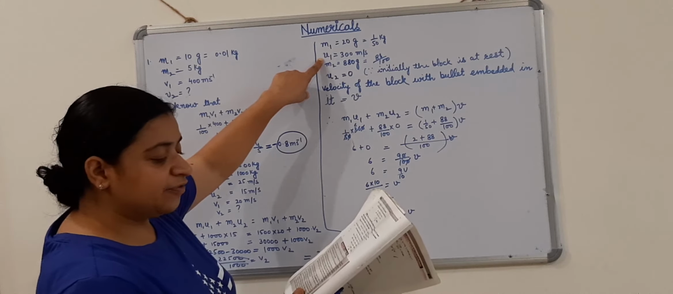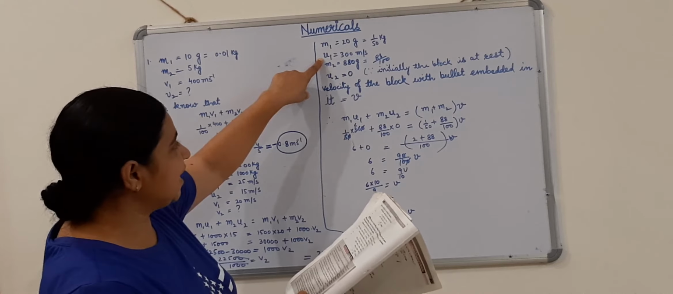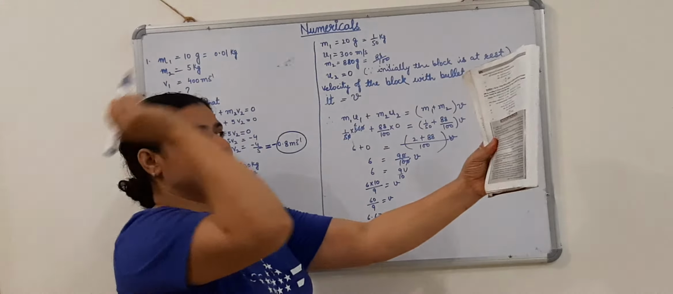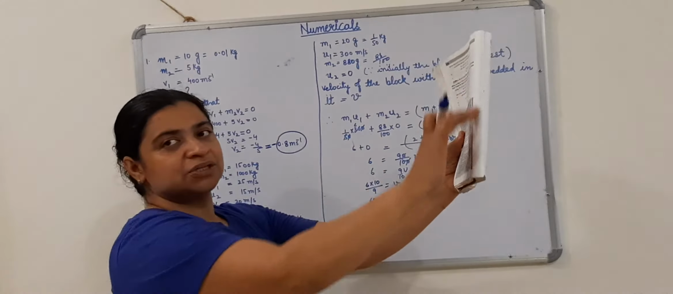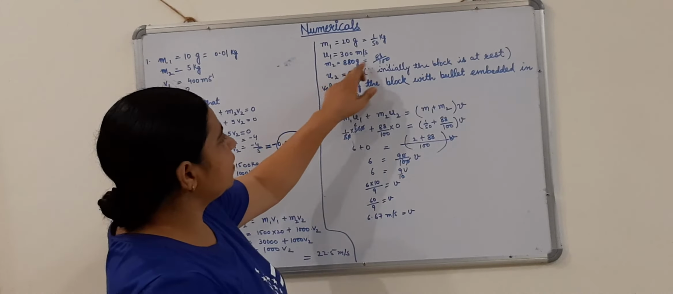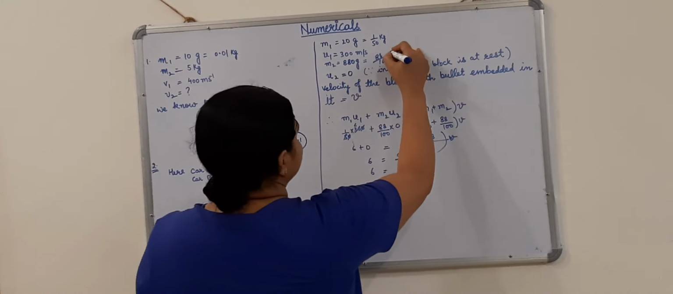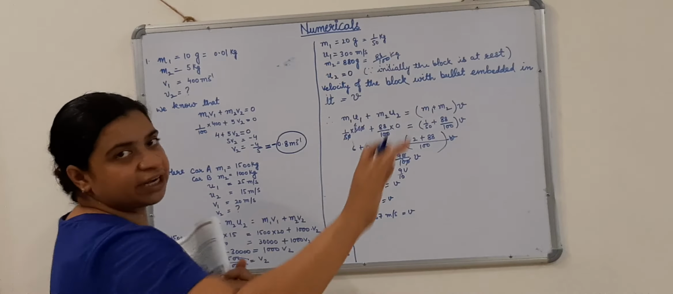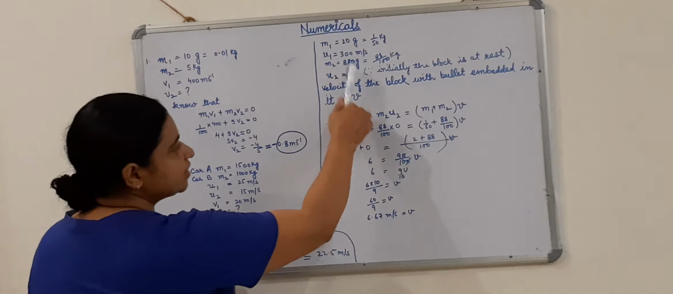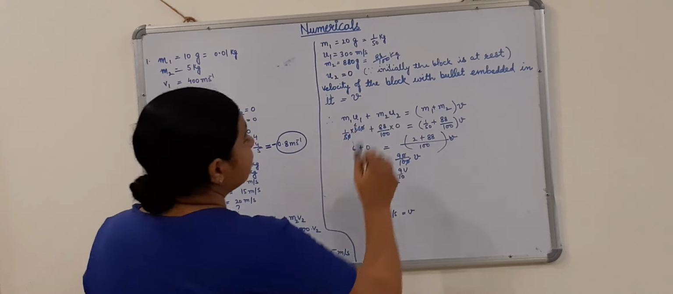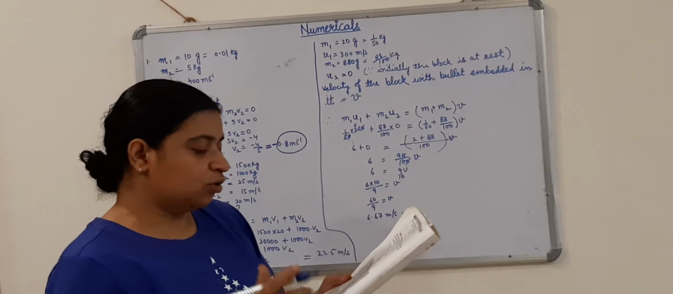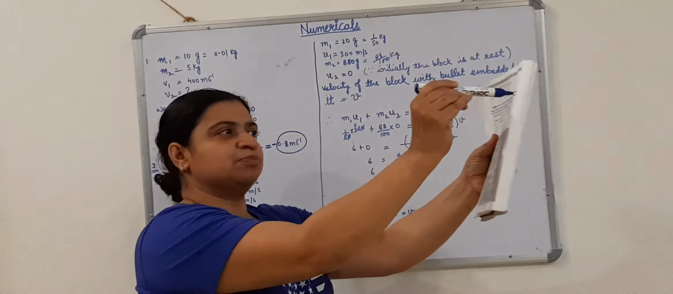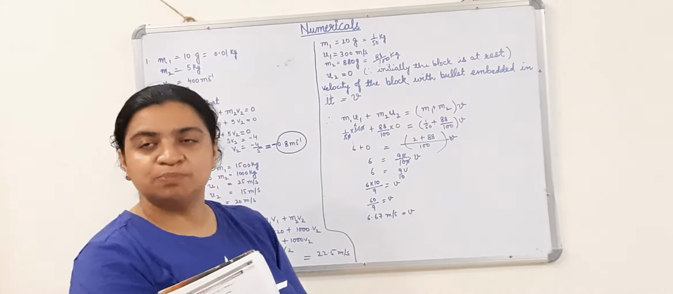Gets embedded in a freely suspended wooden block of mass 880 gram. Like a bullet is coming from this side and it gets embedded in this wooden block. The mass of this wooden block is 880 gram, that is 88 upon 100 kg. And u2, what is the initial velocity of this wooden block? This wooden block initially is at rest, so its initial velocity is 0. Now what we need to find out? We need to find out the velocity acquired by the block when the bullet hit this block.